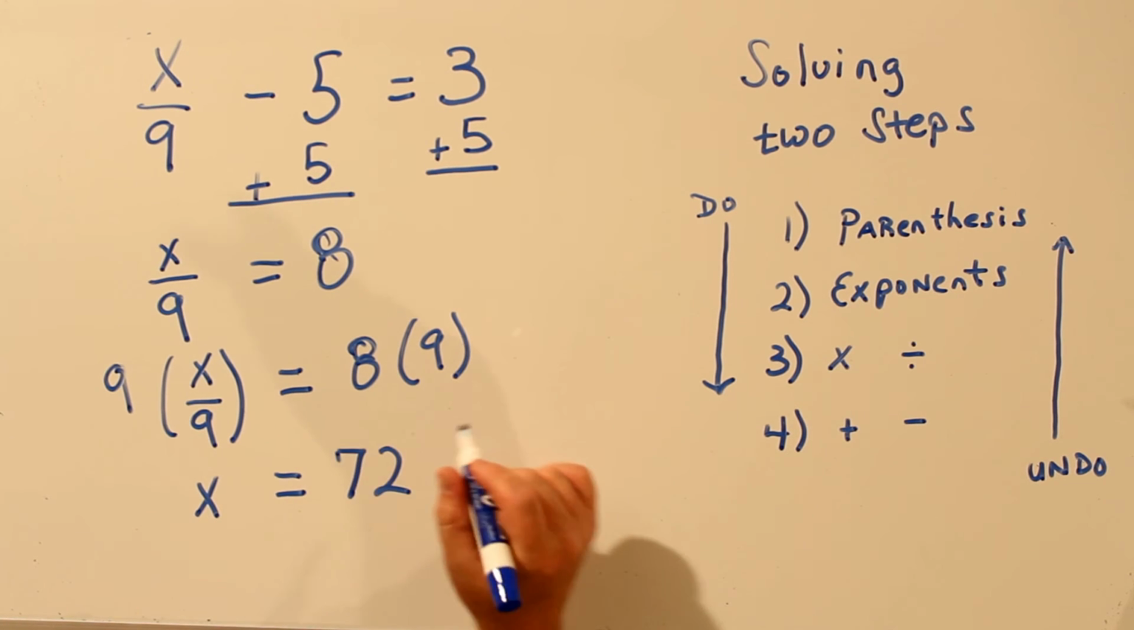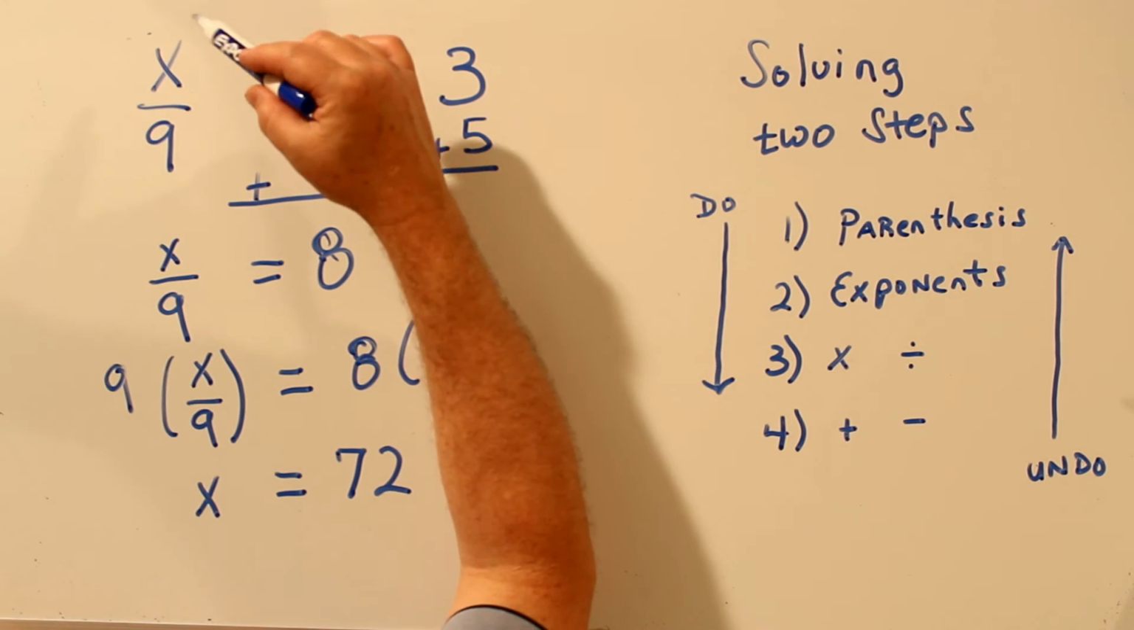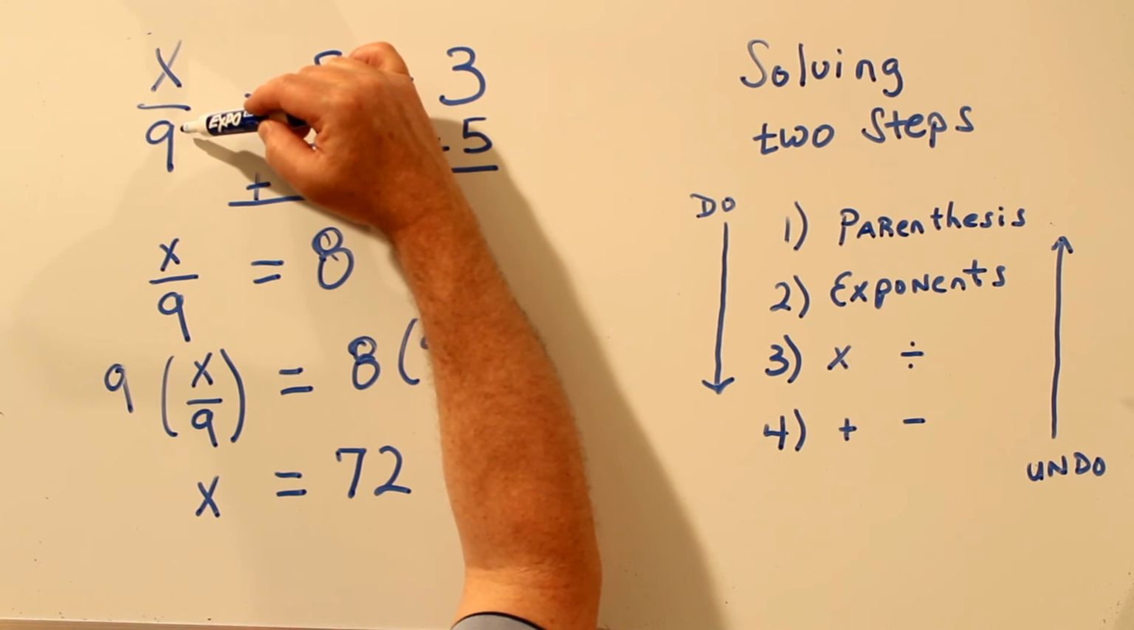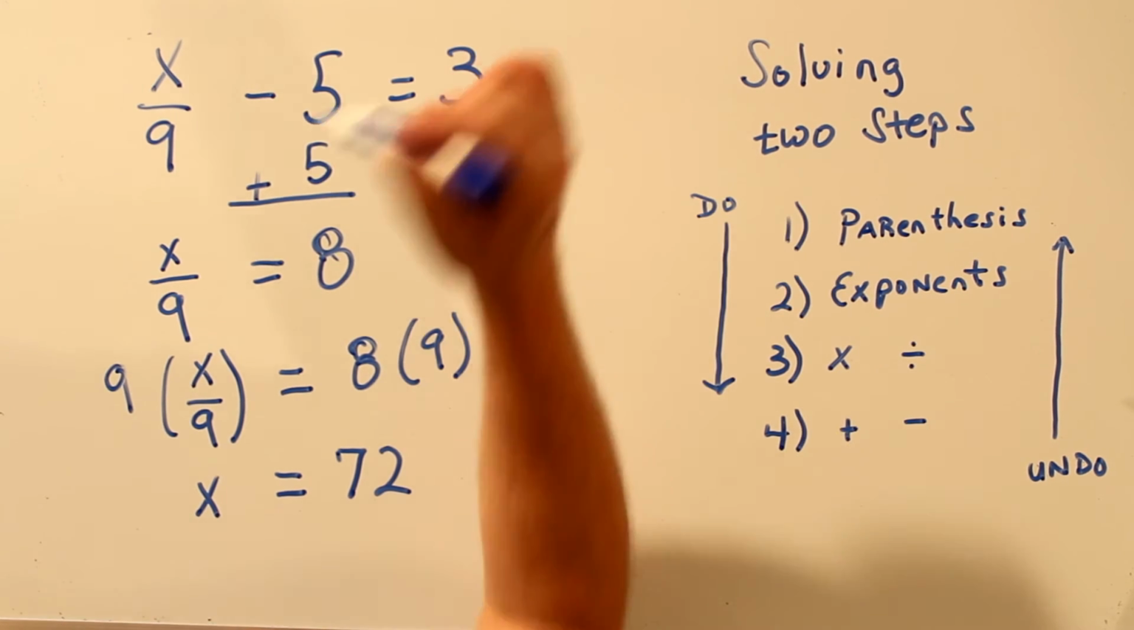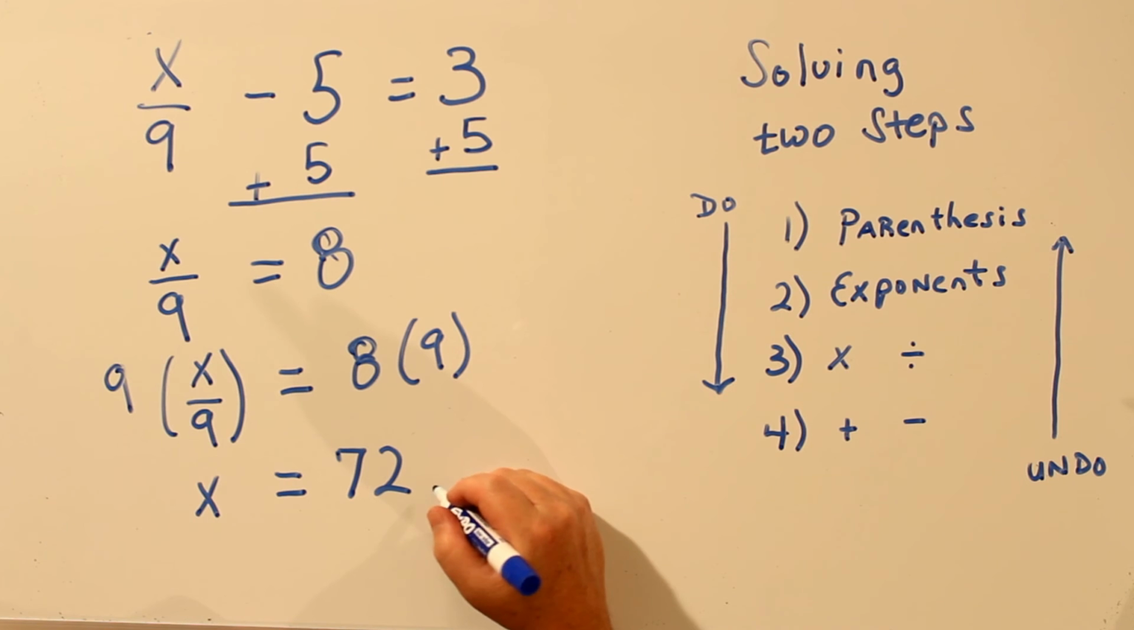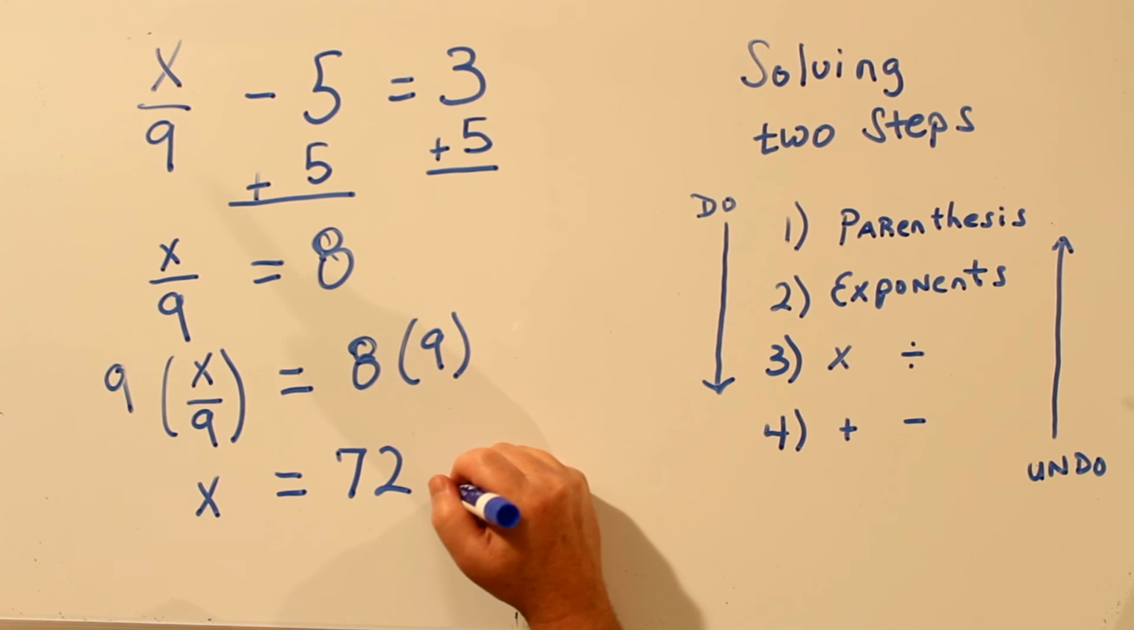X equals 72. And if we put 72 back in our original equation, 72 divided by 9 is 8. 8 minus 5 is 3. So the value of 72 for x makes the equation true. We've solved the equation for x. And that's how we use 2 steps to solve an equation for a variable.